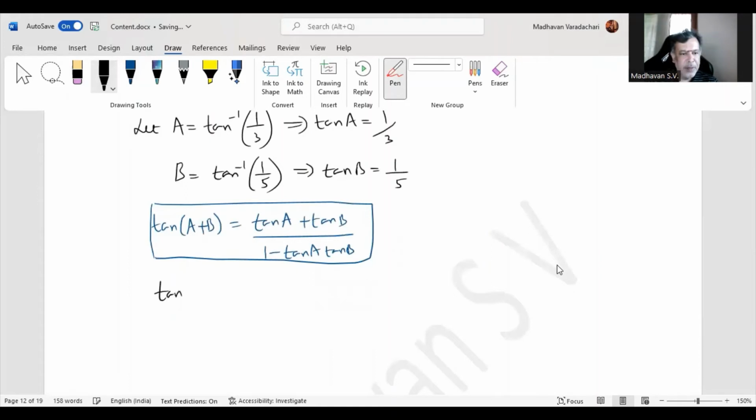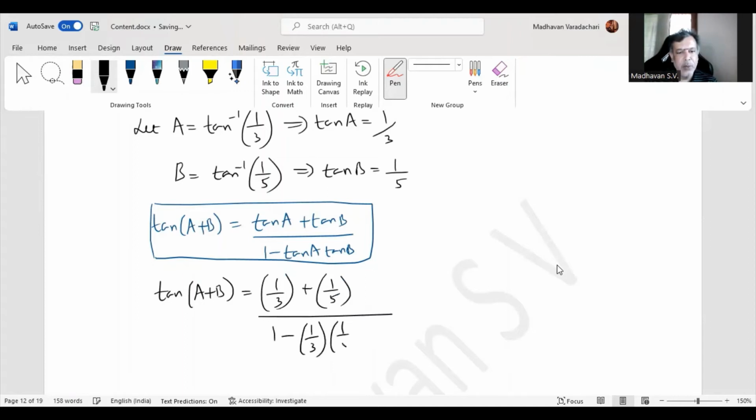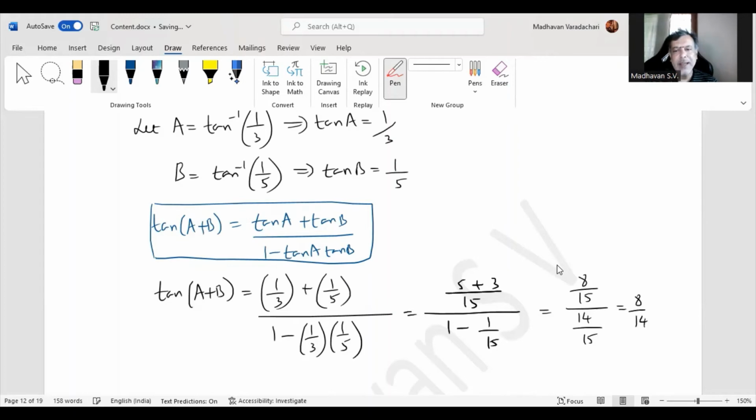Now tan of A plus B here will be tan A, which is 1 by 3, plus tan B, which is 1 by 5, divided by 1 minus 1 by 3 into 1 by 5. Here the denominator is 1 minus 1 by 15. In the numerator, the LCM is 15, so you get 5 plus 3. So you will get 8 by 15 divided by 14 by 15. That will result in 8 by 14.